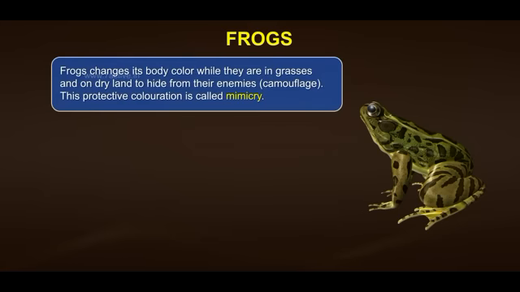Frogs change their body color while they are in grasses and on dry land to hide from their enemies, called camouflage. This protective coloration is called mimicry.